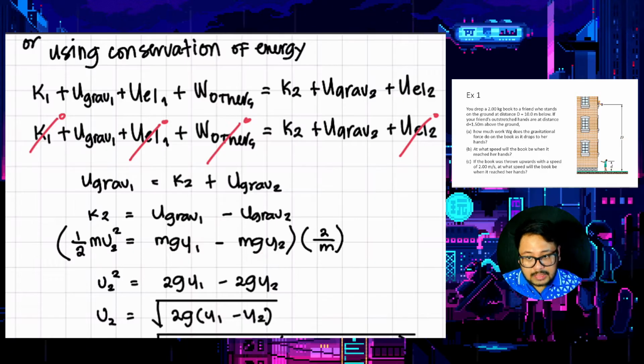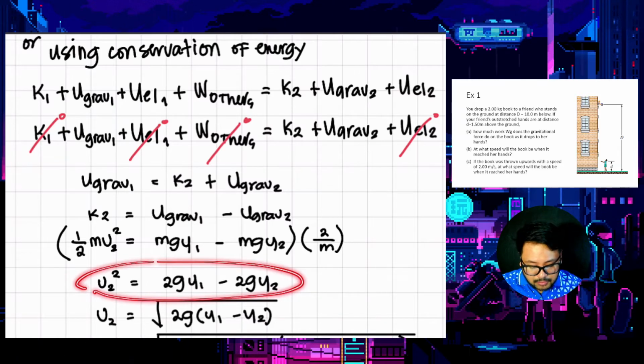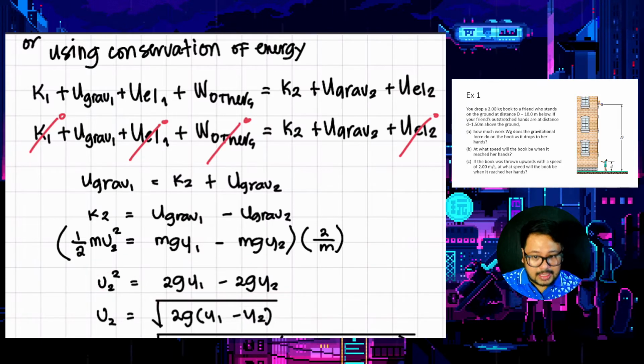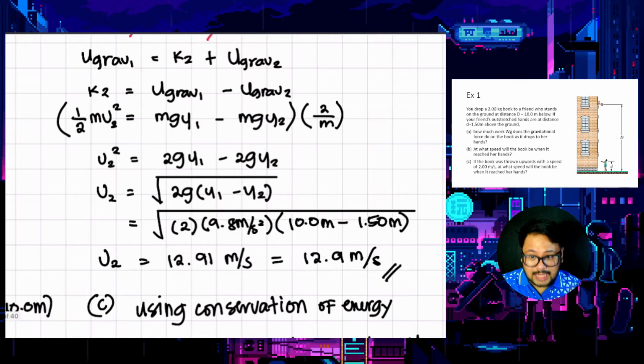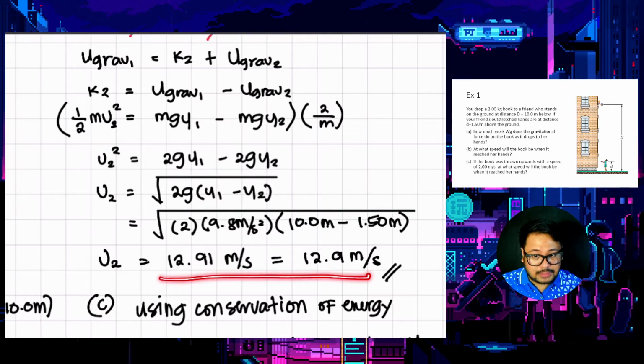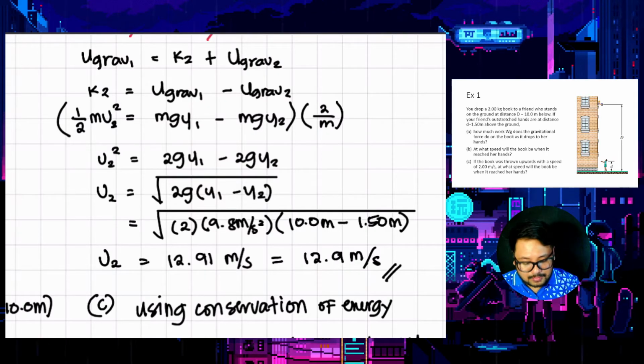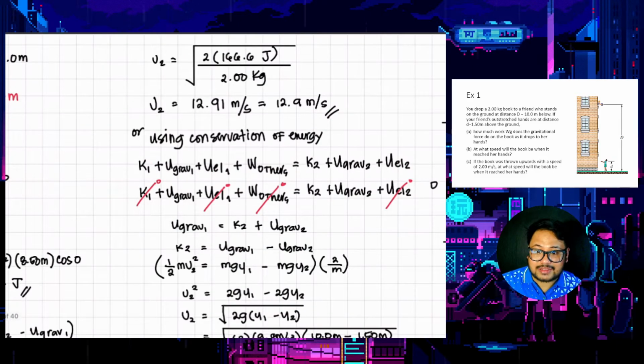I want to multiply both sides by 2 over m. Hence, I will be having this equation: v squared is equal to 2gy1 minus 2gy2. And manipulating that one, we could solve for the speed at point 2. So we have the speed now equal to 12.91 meters per second, or 12.9 meters per second. It is just the same as our method number 1. It will still give us the same answer.